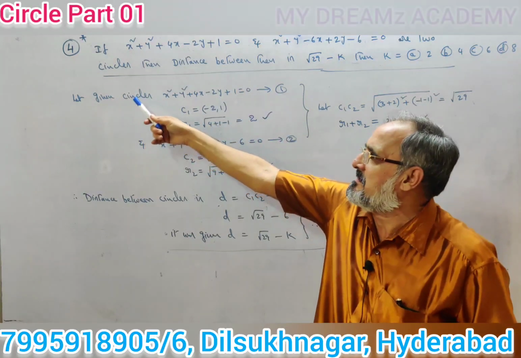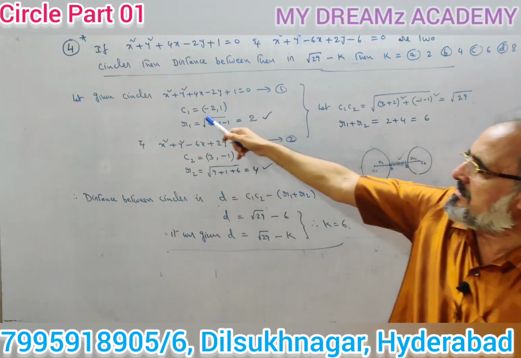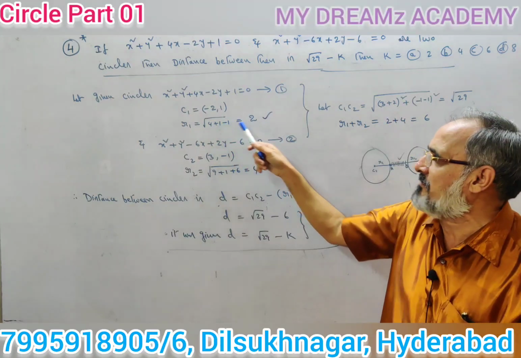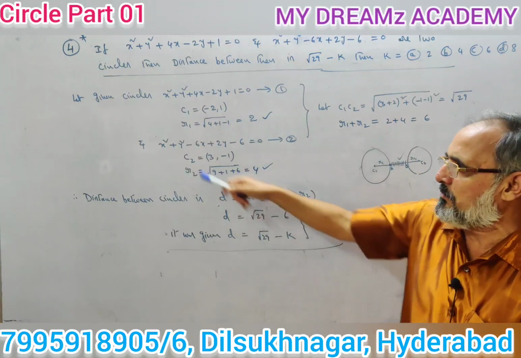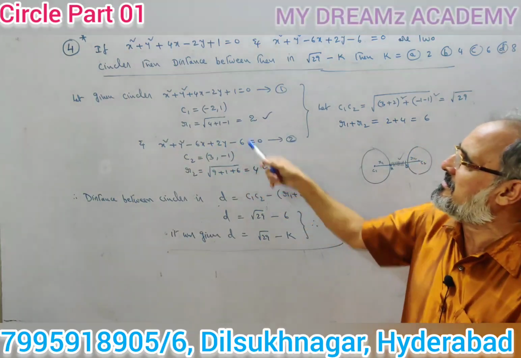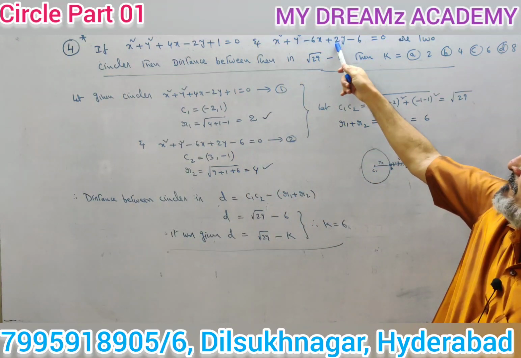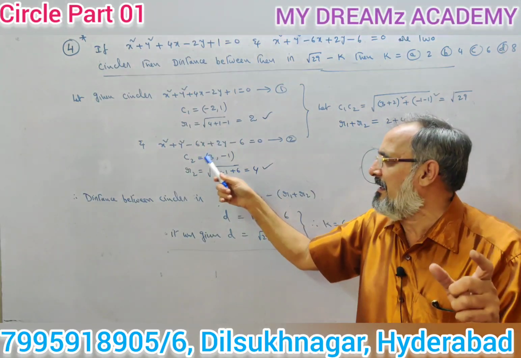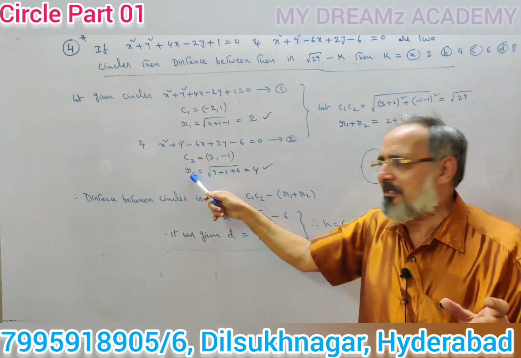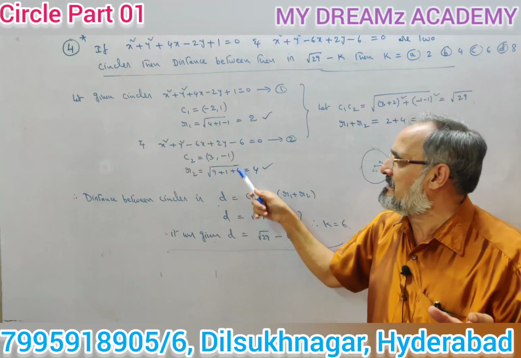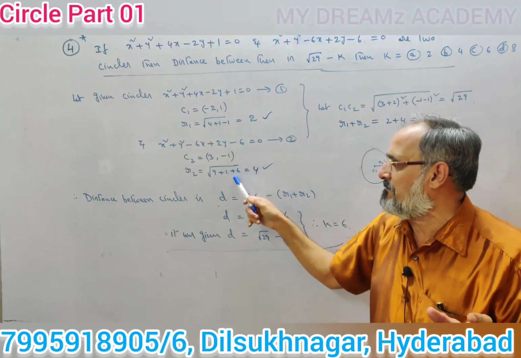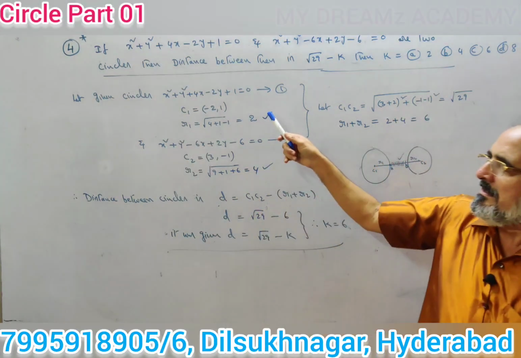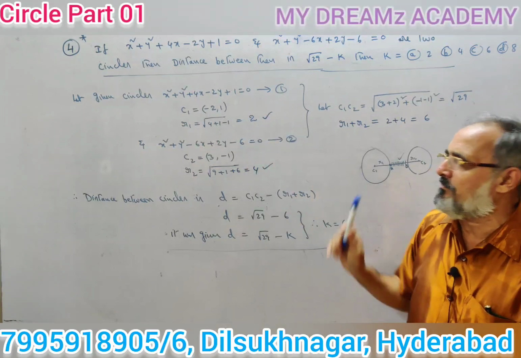So first, the step is, given circles: the first circle has center -2, 1 and radius root of g square plus h square minus c, which comes to 2. The second circle is given as x square plus y square minus 6x plus 2y minus 6 equal to 0. Find the center of the second circle: 3 and -1. Calculate the radius, root of g square plus h square minus c. It is already minus 3 there, so 10 plus 6, 16, and the square root is 4. C1, C2 and R1, R2 we have measured.